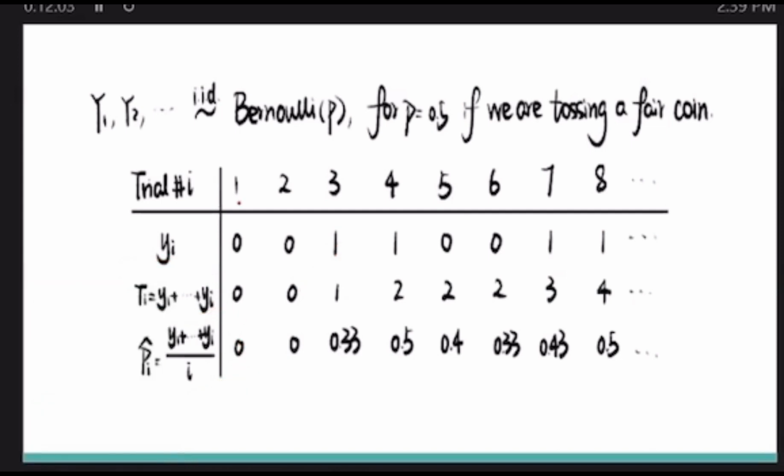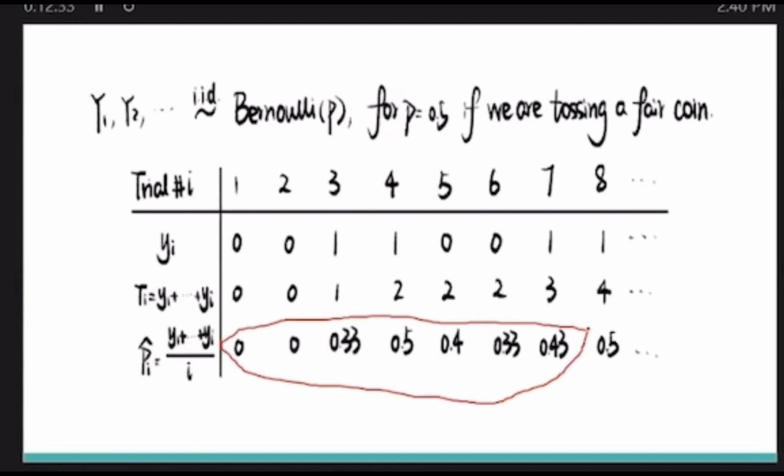Okay, 0 divided by 1, 0 divided by 2, 1 divided by 3. You see 1 divided by 3, that would be 0.33. 2 divided by 4, 0.5. Do you know that in the first 7 trials, if you take a look at this, these values here are actually fluctuating, right?